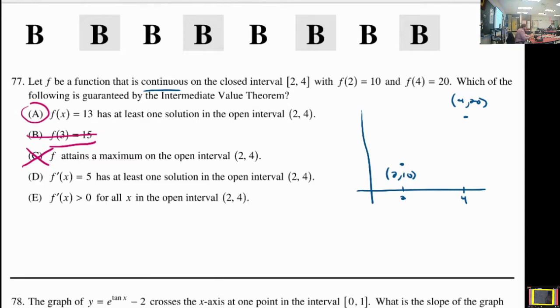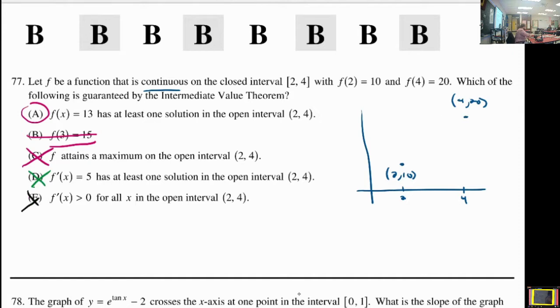f prime is 5? I mean, maybe. Could the slope be 5? Sure. The slope could be something close to 5, where maybe you have a tangent line with a slope of 5. You could, but you don't have to, so that's out. And then E says that the derivative is always positive, and not necessarily. You can draw a little curve that looks like this, maybe decreases for a little bit, like that. So it doesn't have to be E either.